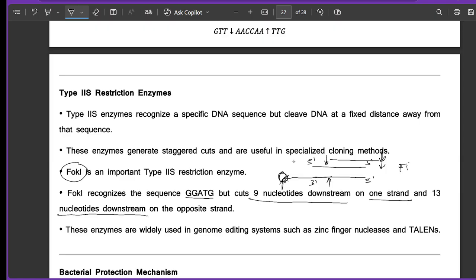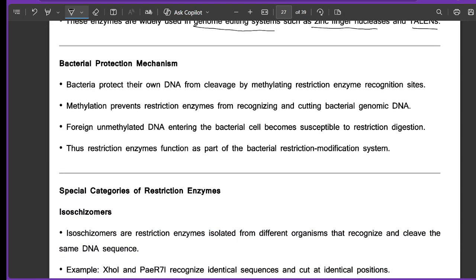And because this is fixed, we can trust that it will always cut at 9 base pairs on one strand, and on the other strand it will cut at a distance of 13 base pairs. They are widely used in genome editing systems, for example in zinc finger nucleases and in TALENs. So we will also study about them.